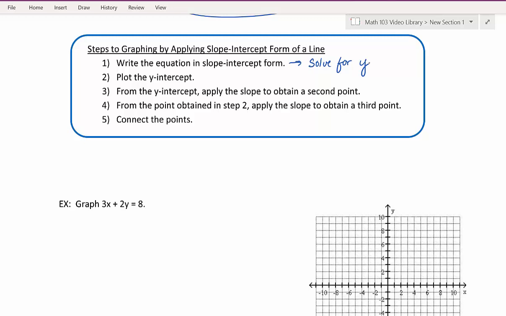And when I'm applying the slope, I want to think of slope as rise over run. So how am I going to change the y value? How am I going to change the x value? From the second point that we obtain, we want to apply the slope again to obtain a third point. We'll connect our points and have our line.